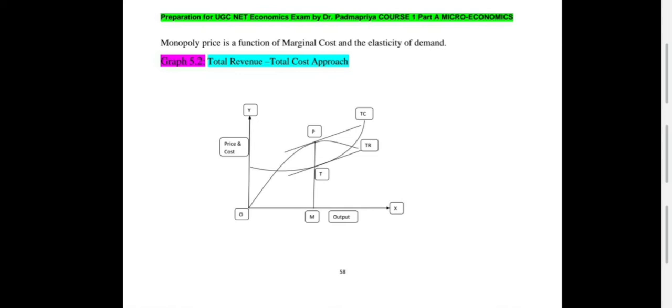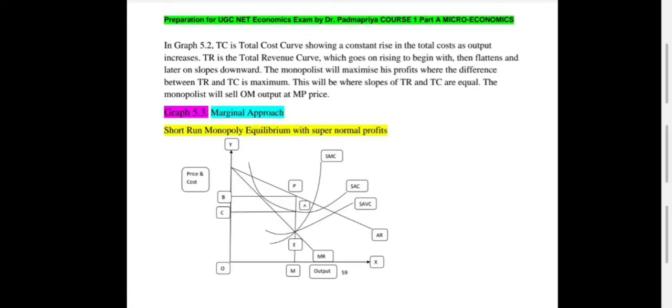In graph 5.2, TC is the total cost curve, which shows a continuous rise in total cost as output increases. TR is the total revenue curve, and whatever is the difference between TR and TC, when it is maximum, the monopolist will maximize his price and profits.